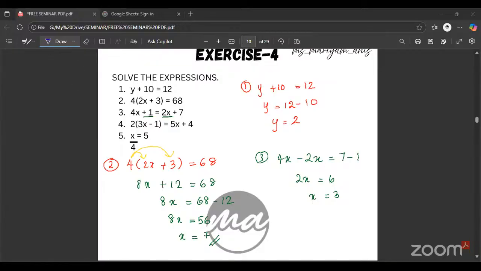Okay, try the fourth one on your own. I'll give you 2 minutes. You should be done with the fourth one. Okay, I'll give you 4 minutes. Copy down this first, second, third, and then do the fourth one.